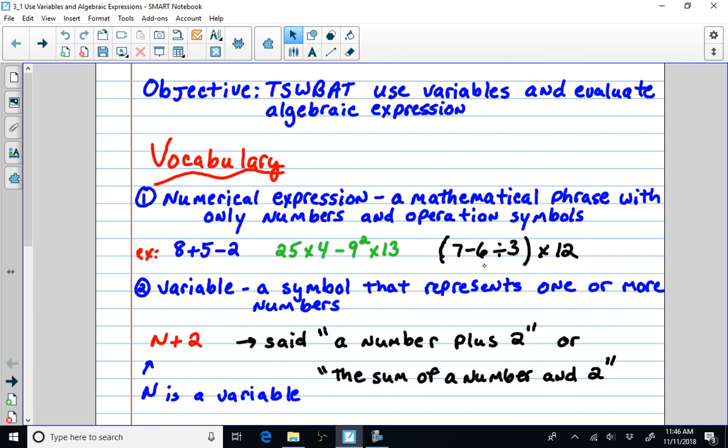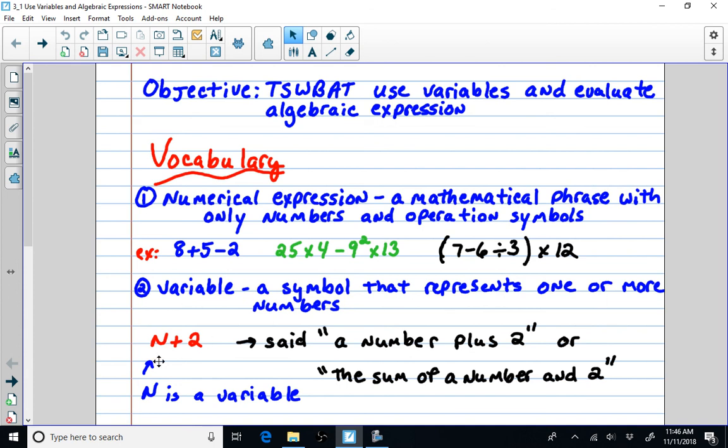In our third example, we have 7 - (6 ÷ 3) × 2. Once again, it's a numerical expression because it has numbers and operation symbols, no variables. Well, what do we mean by a variable? That's our second vocabulary term. A variable is a symbol that represents one or more numbers.